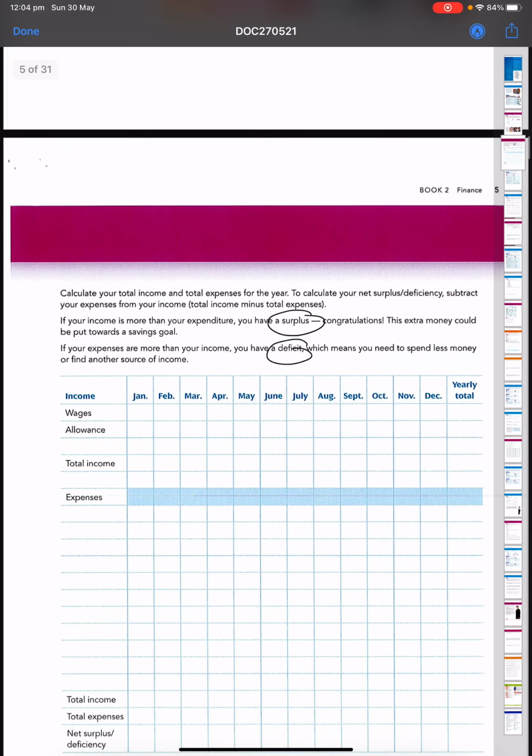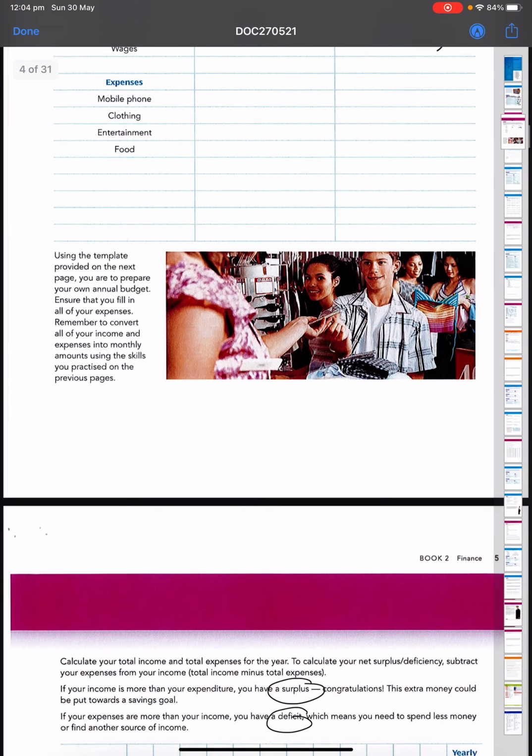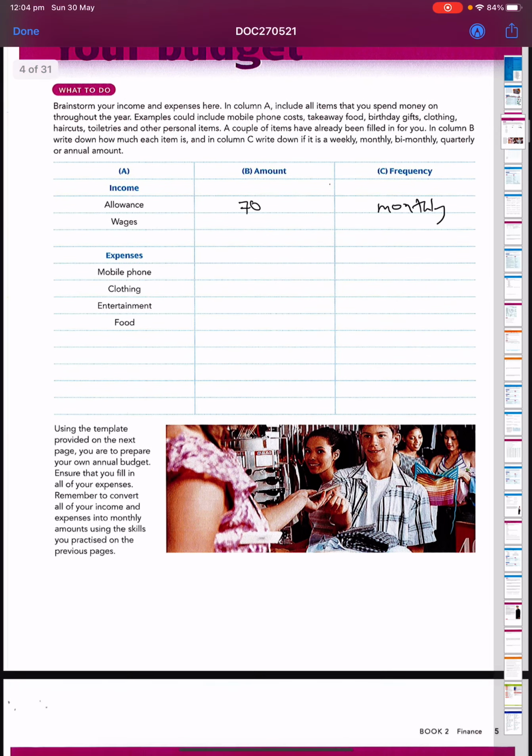Okay, so that's an investigation activity for you to have a look at your own expenditure and create your own budget.